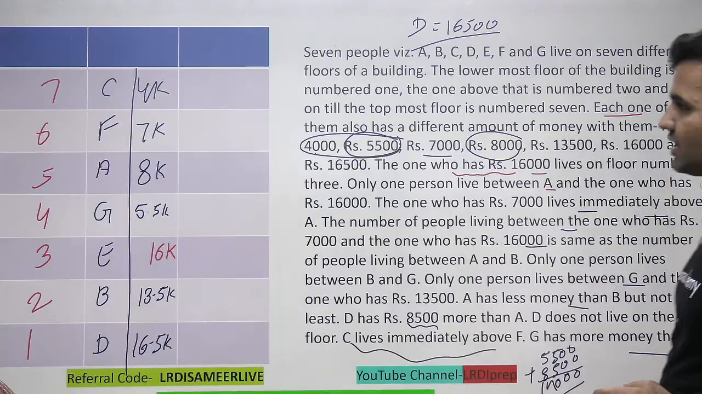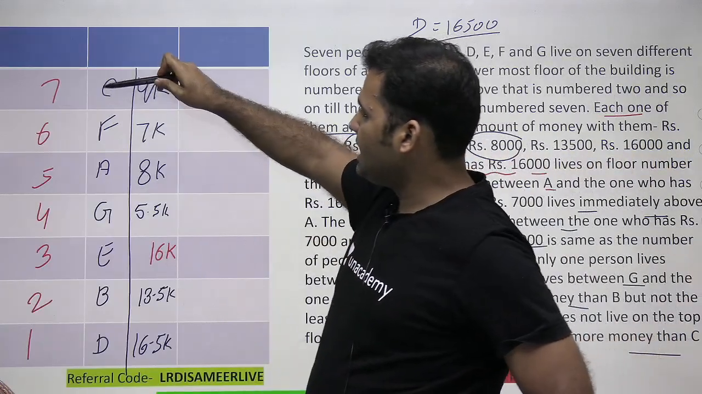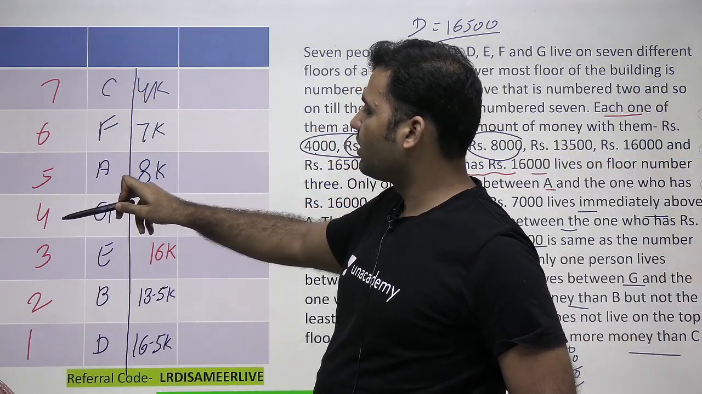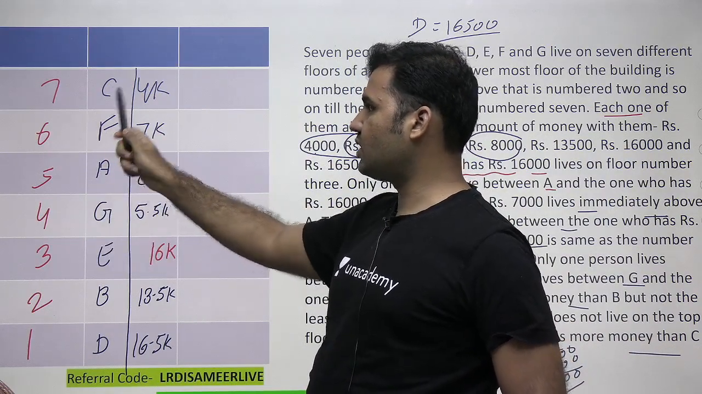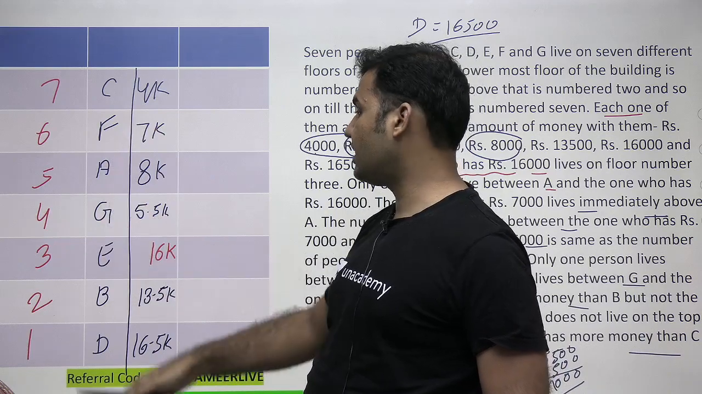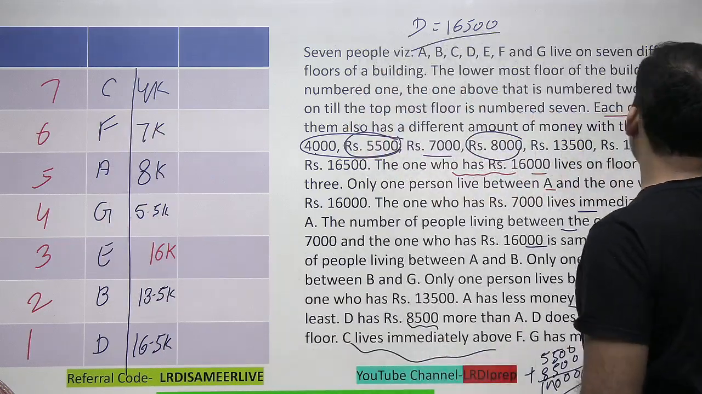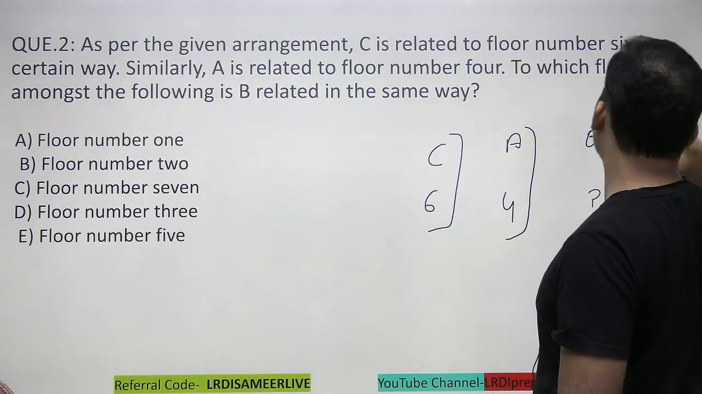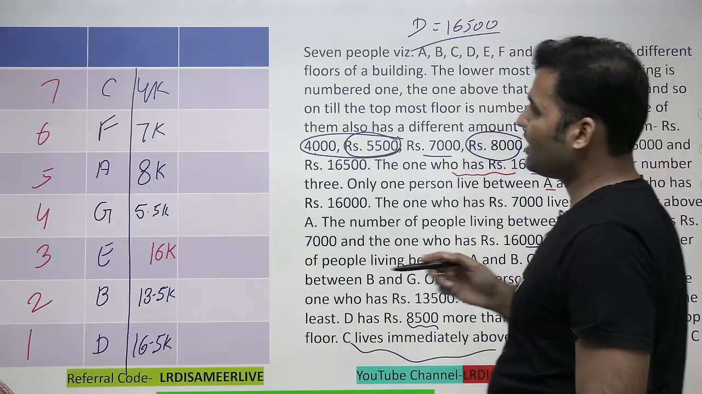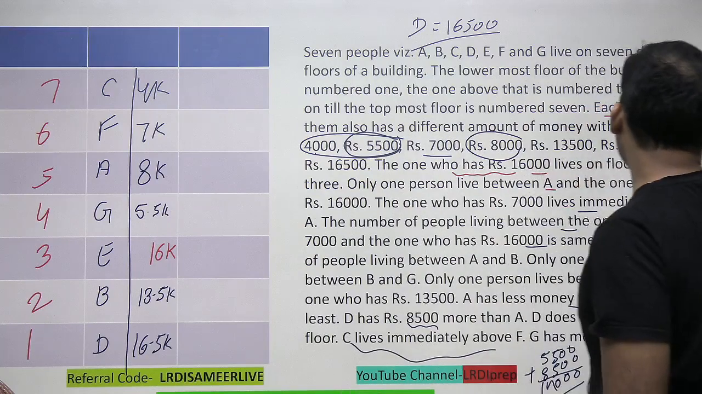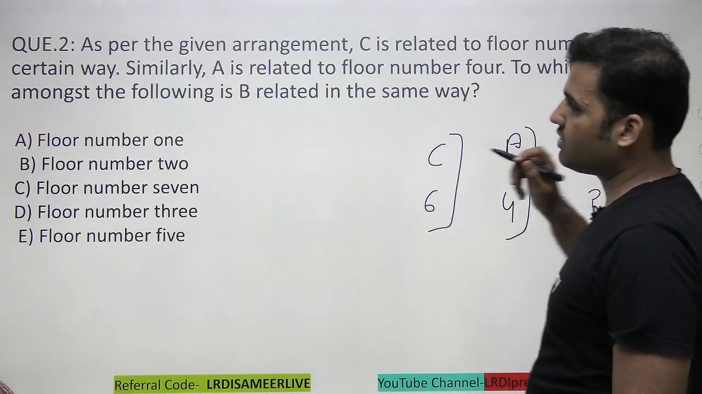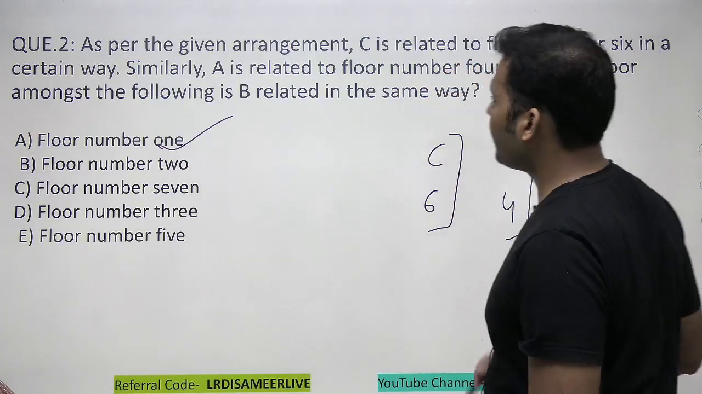What's the relationship between C6 and A4? C6A4, right? There's a gap. These are two immediate floors, right? So we need to see which floor number is related with B. So if I follow the same pattern, C6A4, it would be B and 1. So B will be related to the floor number 1, right? So that is option number E.